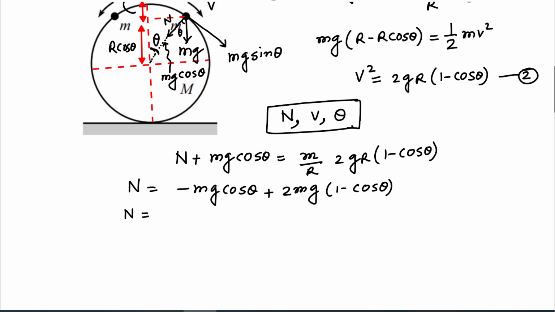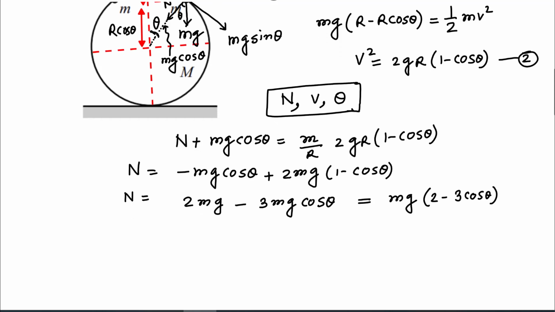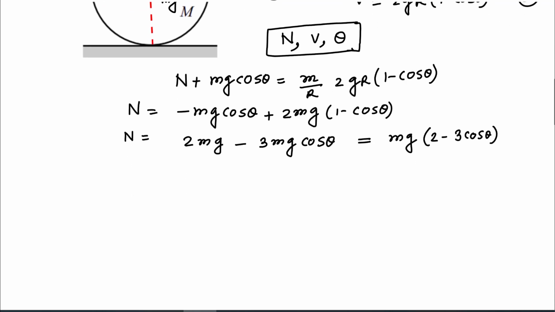So N is equal to 2mg minus 3mg cos theta, or we can also write, if I take mg common, 2 minus 3 cos theta. Now see, a very important point: this normal reaction depends upon theta.